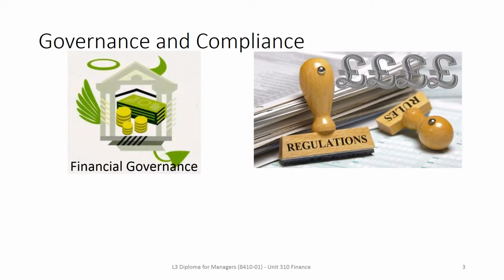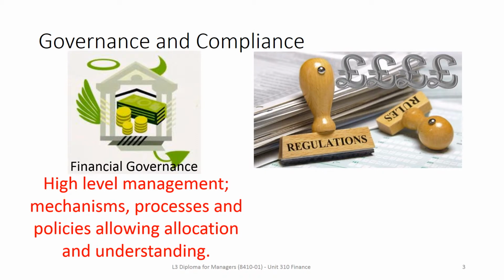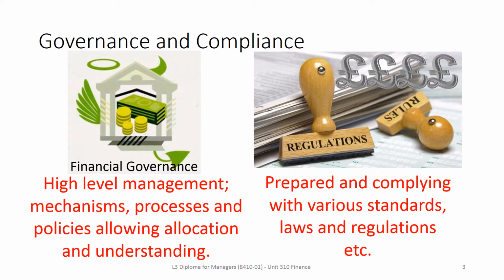So, governance looks at the way the companies are managed at the highest level, including mechanisms, processes and policies that allow for the smooth allocation and understanding of the rights, authority and responsibilities of the various decision makers for the financial aspects of the business. Whereas compliance ensures businesses are prepared and complying with various standards, laws, regulations, etc., so that they can avoid penalties or sanctions as a result of non-compliance to those laws, regulations. And all of it is about avoiding or mitigating against financial risks. Now, we talked about risks in the last unit on project management, and this is similar.